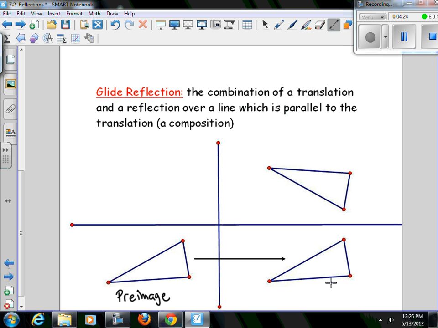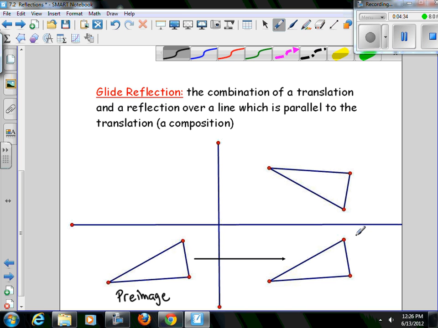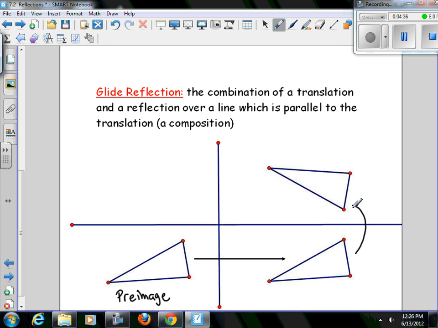But then what I'm going to do is reflect it across this horizontal line here. So I'm going to then reflect that up. I'm just going to show the reflection here. So here is my reflection, and this is my final figure. This is my image. This is the final figure from the glide reflection.